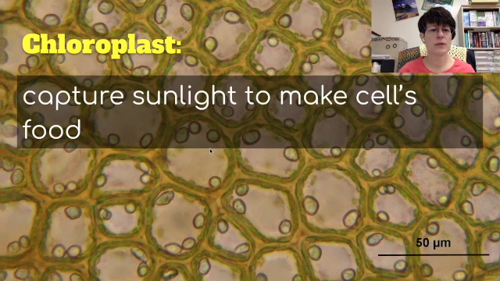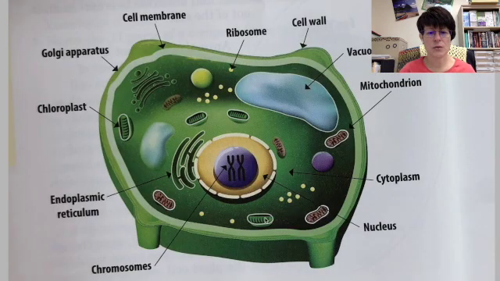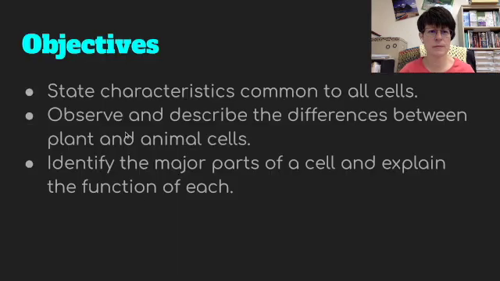And then there are the chloroplasts. These capture sunlight to make cells food. These here are chloroplasts because they're green, and they're green because they contain the pigment chlorophyll. And inside of the chloroplast is where photosynthesis takes place to make the cells food. And so right here are the chloroplasts. And if you're looking inside, there are these plates that look like they're stacked. That is where photosynthesis takes place.